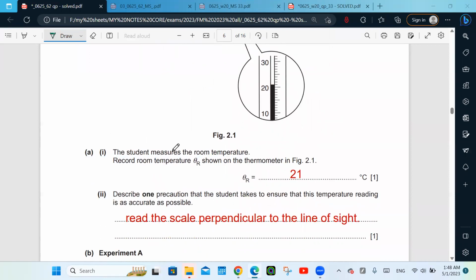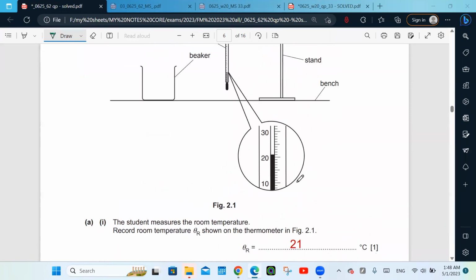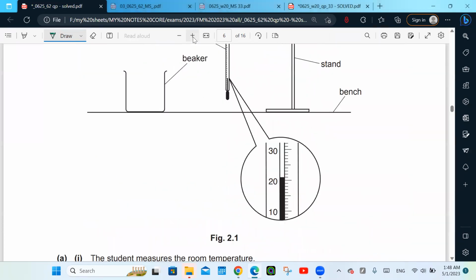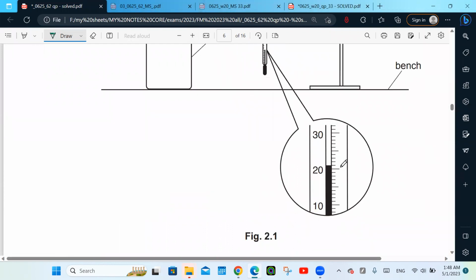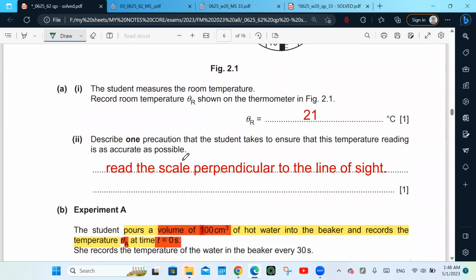And the first question asks about the student measuring the room temperature. At the beginning of the question, he is asked to find the room temperature and then record theta R, which represents the room temperature in the surrounding environment. Okay, the room temperature is 21 degrees Celsius. As you can see, this is 21 degrees Celsius. This is the room temperature.